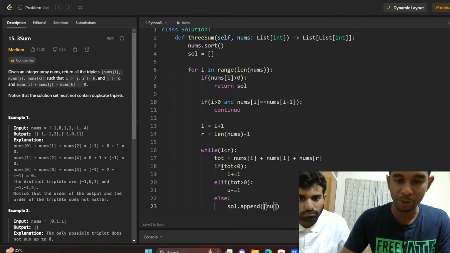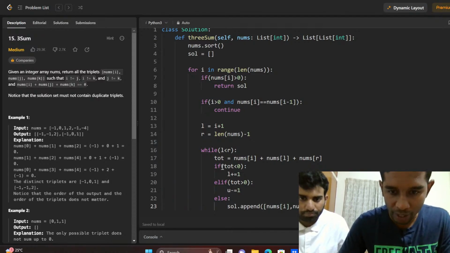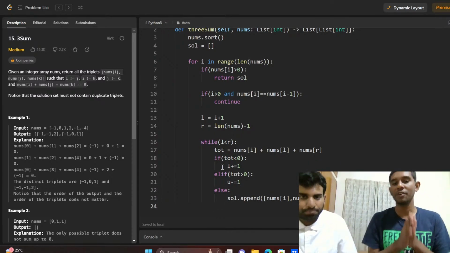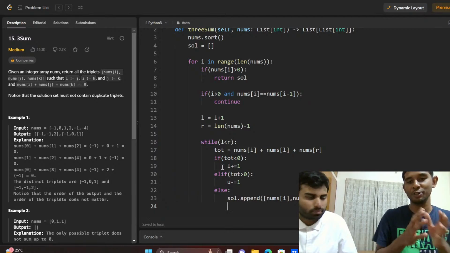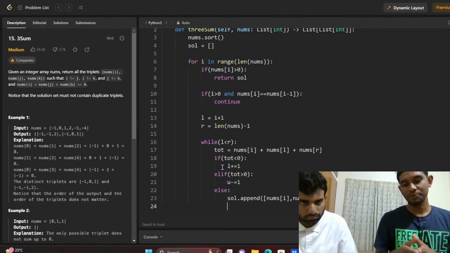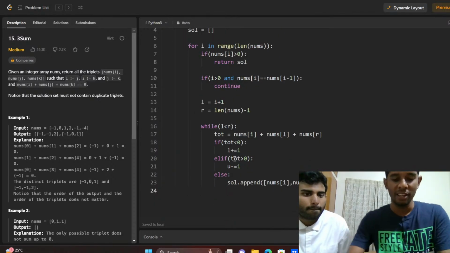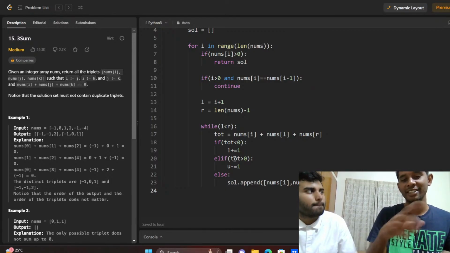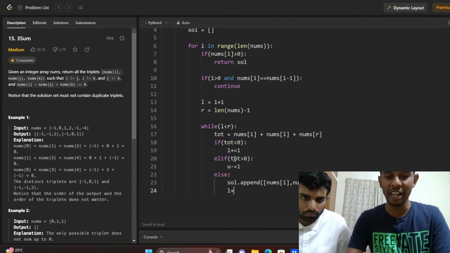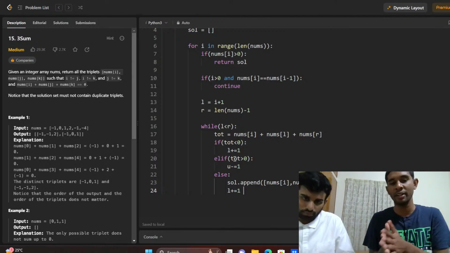Python allows us to do this very, very easily: nums of I, nums of L, and nums of R, right? Now that we have appended this solution, does our solution end here? No, right? Once we have done this, we also have to make sure we don't get stuck in an infinite loop where we just keep appending this solution. So what we do there is L plus equal to 1. Once we have appended this possible solution, we increment L.